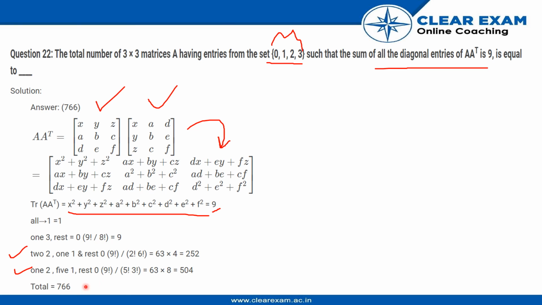Once we add them up, we get the total as 766. So these are the number of matrices that satisfy the condition provided to us.